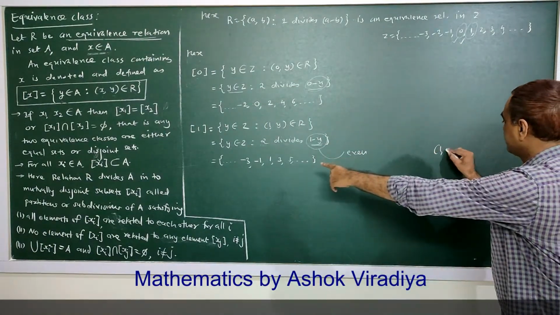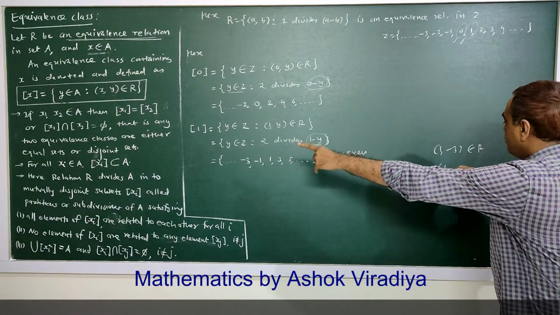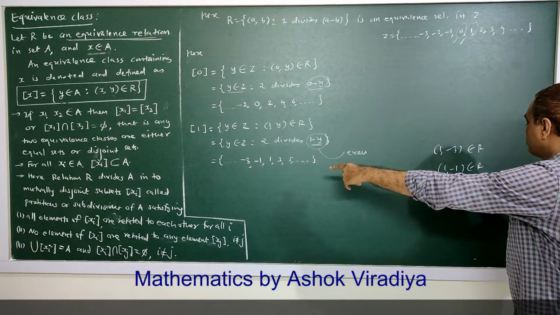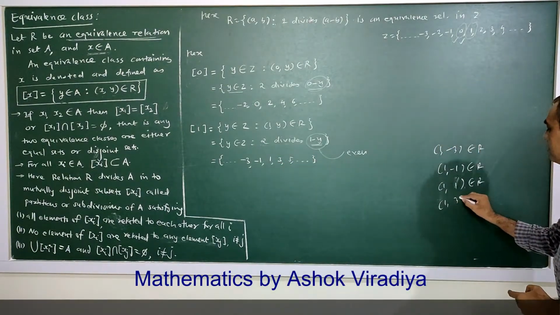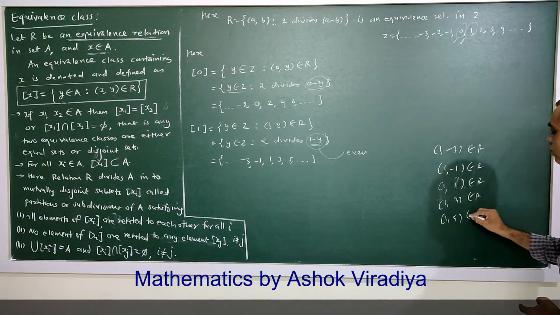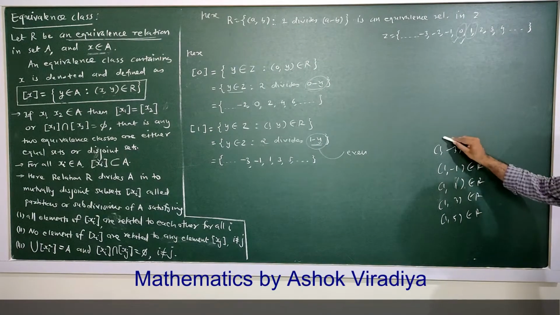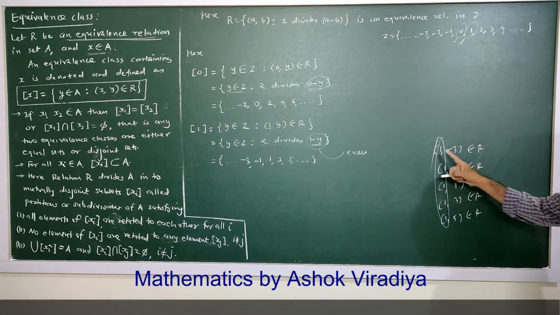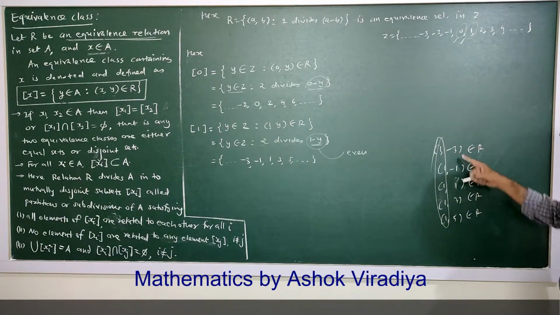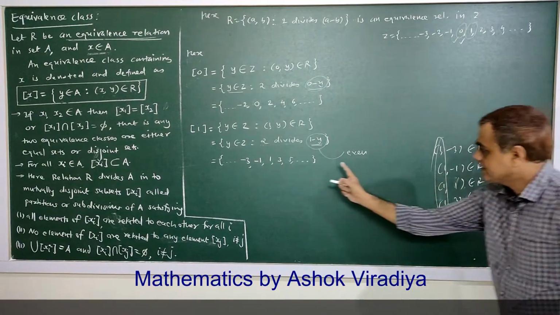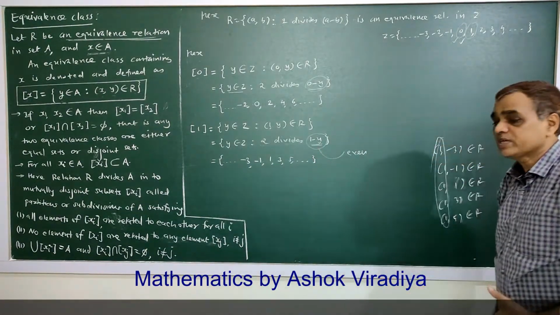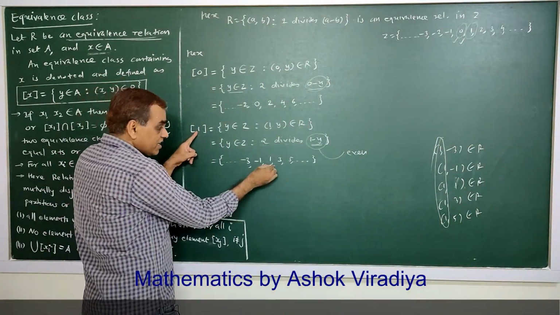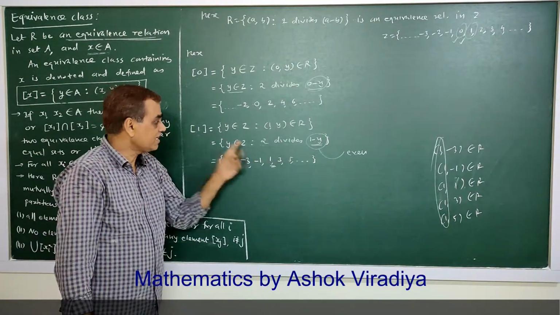See, (1, minus 3) belongs to R, (1, minus 1) belongs to R, (1, 1) belongs to R, (1, 3) belongs to R, (1, 5) belongs to R. See, this one is common. These numbers are related with 1. So the set of numbers related with 1, it is here. So this is said to be the equivalence class containing 1. You can see that, see, 1 is here. This is the equivalence class containing 1.